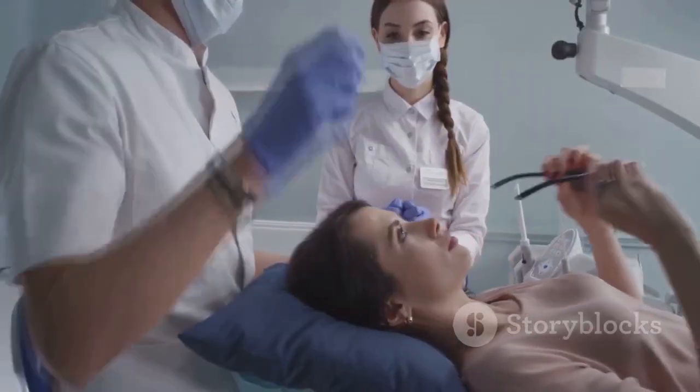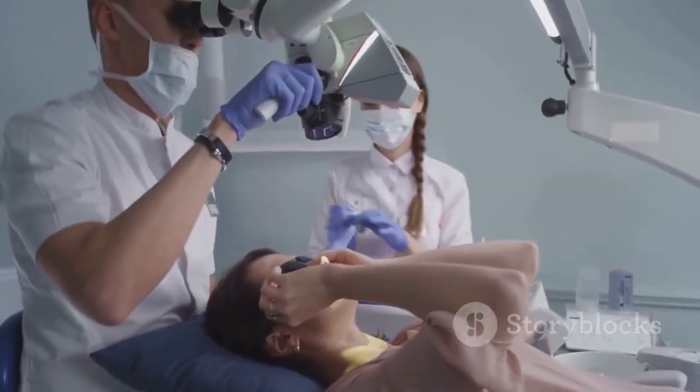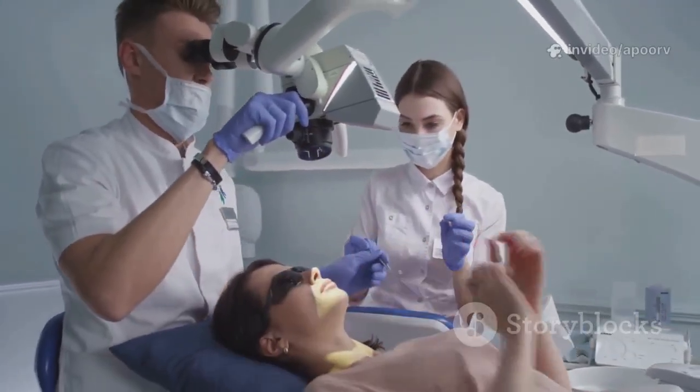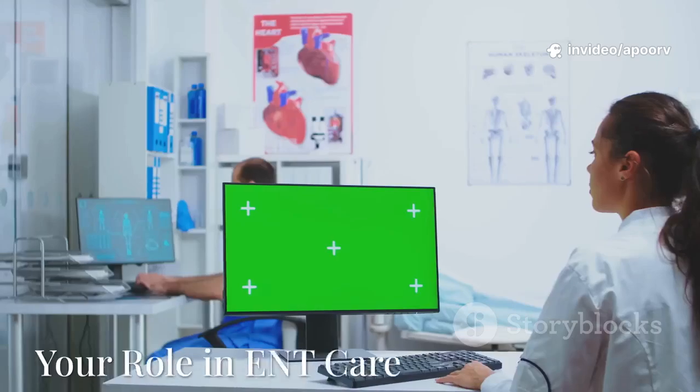As a nurse, your role is to prepare the patient for these tests, explain what will happen to reduce their anxiety, and monitor them for any complications after the procedure is complete.